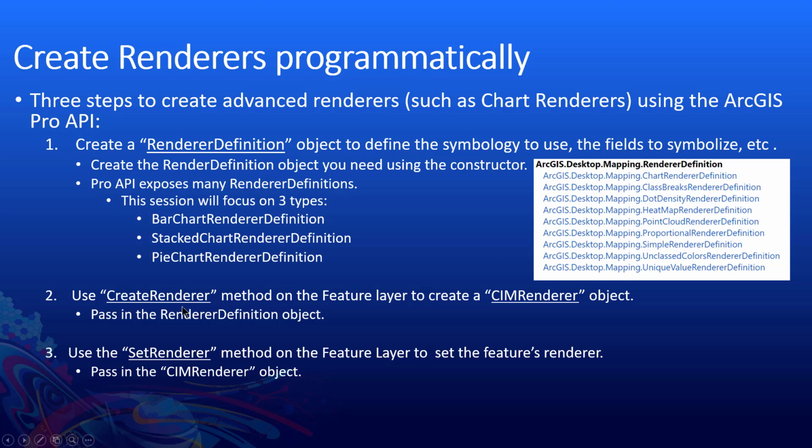Once you have the render definition object created, you can create a renderer using the create renderer method on the feature layer. This will return a CIM renderer object. Last step, we apply the CIM renderer to the feature layer using the set renderer method on the feature layer object. This method requires the CIM renderer object as a parameter.